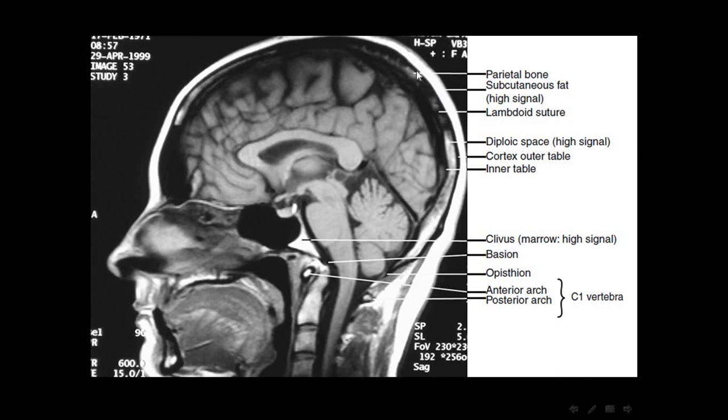This is the outer table, dark. Then the bone marrow, slightly bright, iso, or sometimes hyperintense in some areas, and then the inner table dark again. So we have these three layers for the skull. This is the basion, which is the lower edge of the clivus, and this is the opisthion, which is the lower edge of the occipital bone.